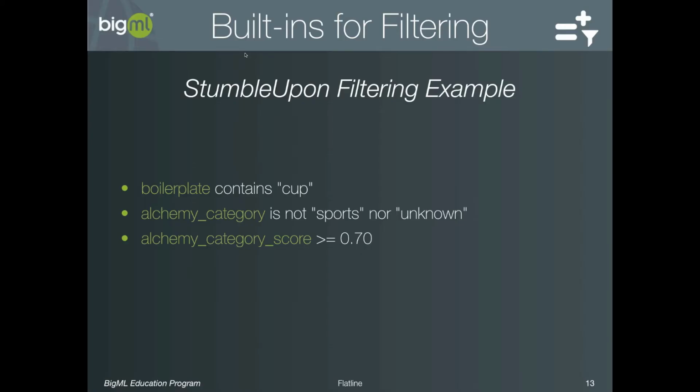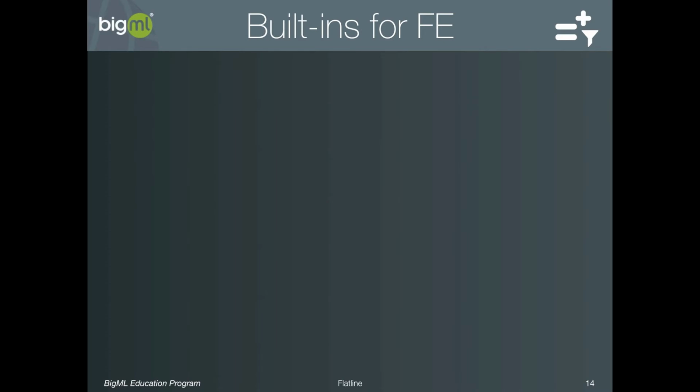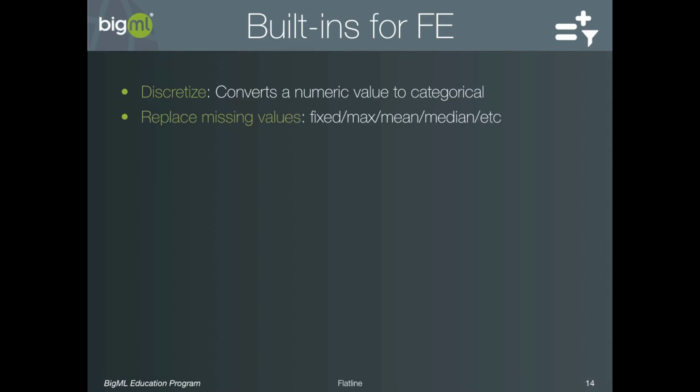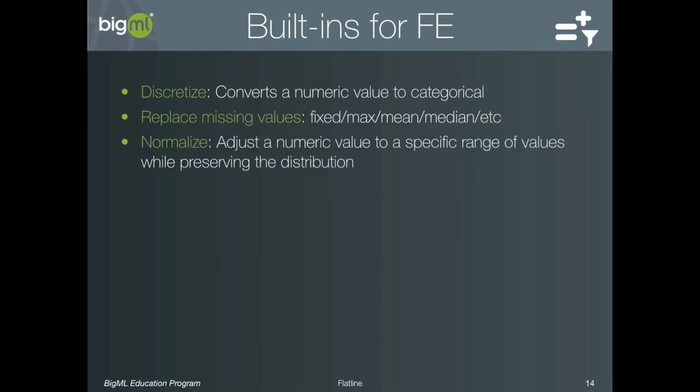So in the same way that there are built-in functions for filtering, there are also built-in functions for engineering new features. The first is Discretize. This converts a numeric value into a categorical, typically by sorting the values into percentiles. There is also a built-in function for replacing missing values. You can replace them with a fixed value, the maximum value, the mean, the median, etc. You can also normalize a numeric value, which changes the range without altering the distribution. This is something that clustering does by default when autoscaling.